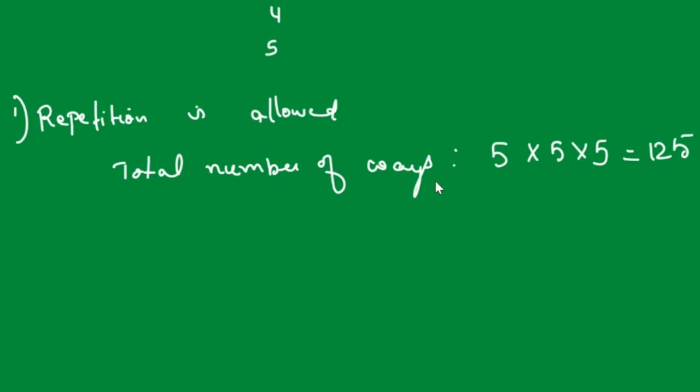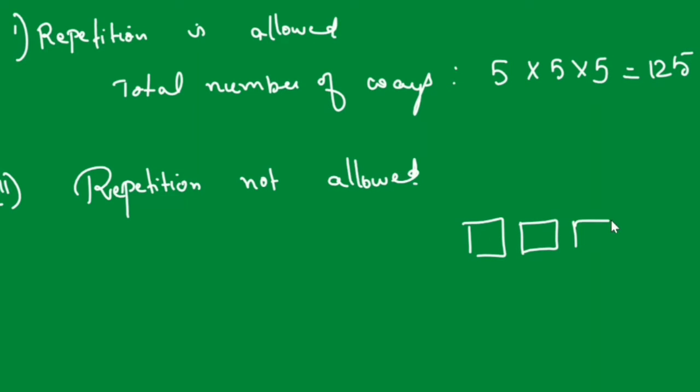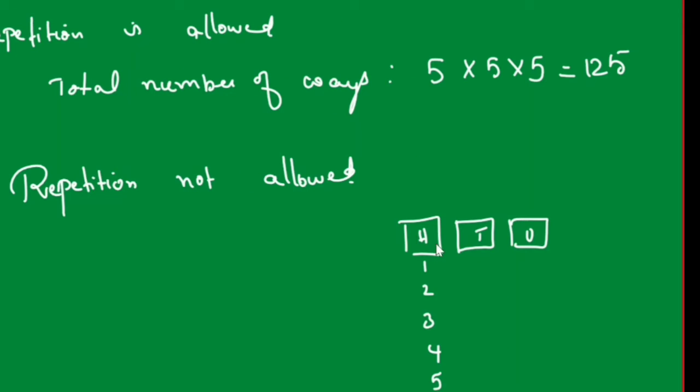Now case 2, repetition is not allowed. If repetition is not allowed, this is units, tens and hundreds. So hundreds place you can fill in using one of these, or you can start from the units place. So I can use 1, 2, 3, 4 and 5. So there are 5 ways. Now once I use the number 1, I cannot use number 1 again. So how many ways are there now? I have to use only these numbers 2, 3, 4 and 5.